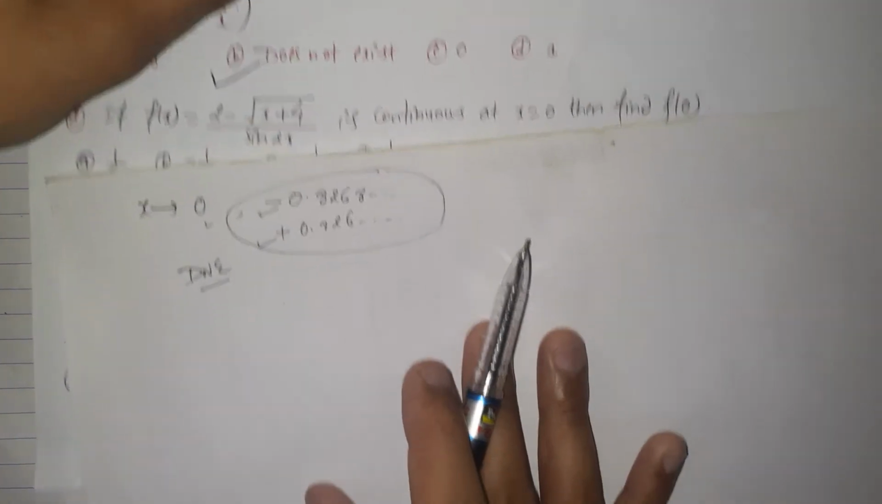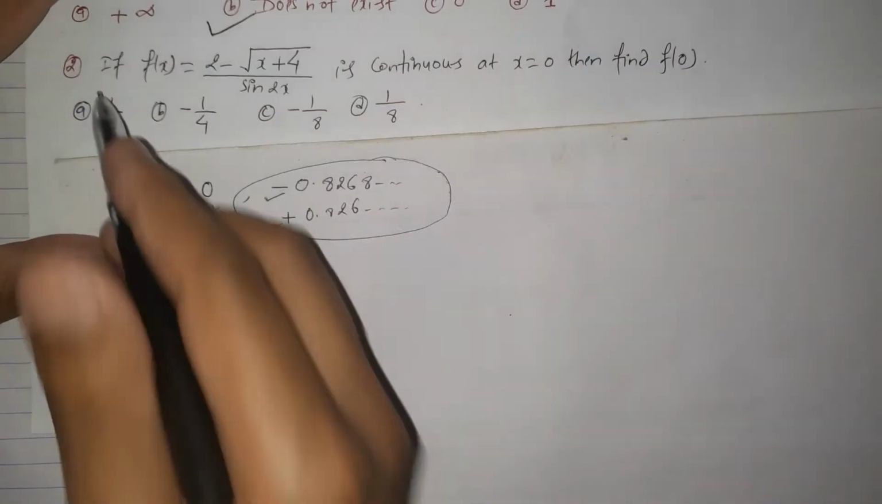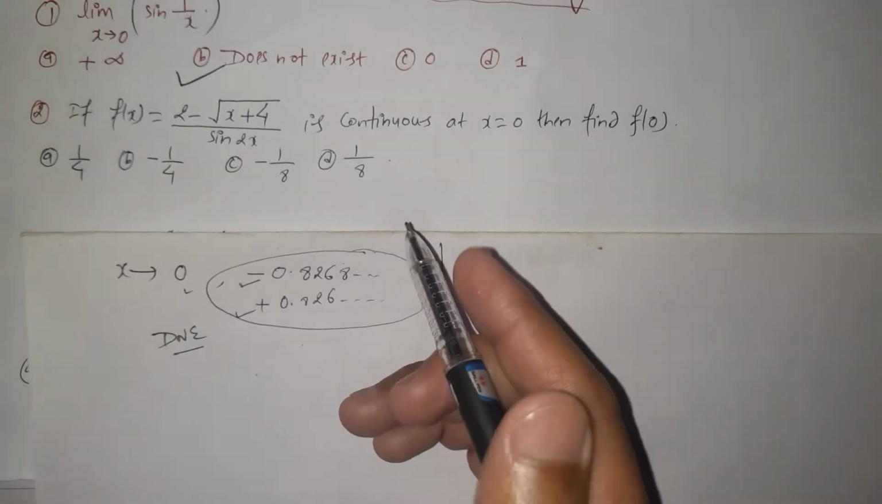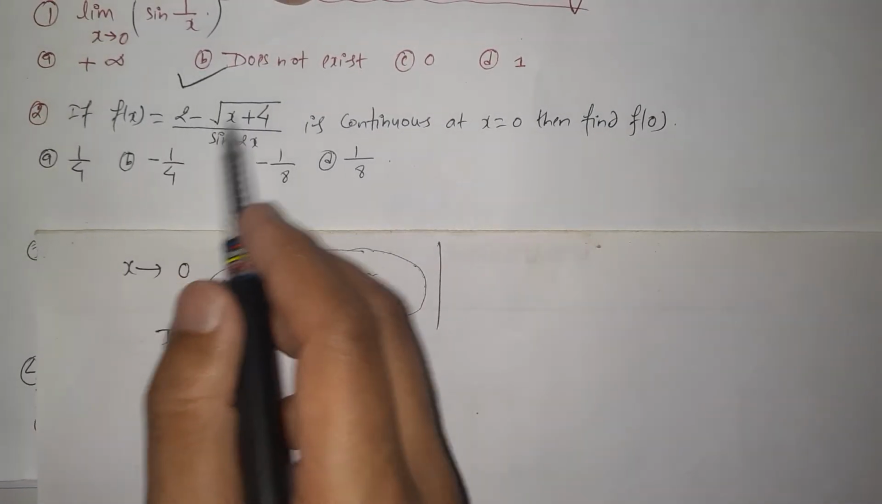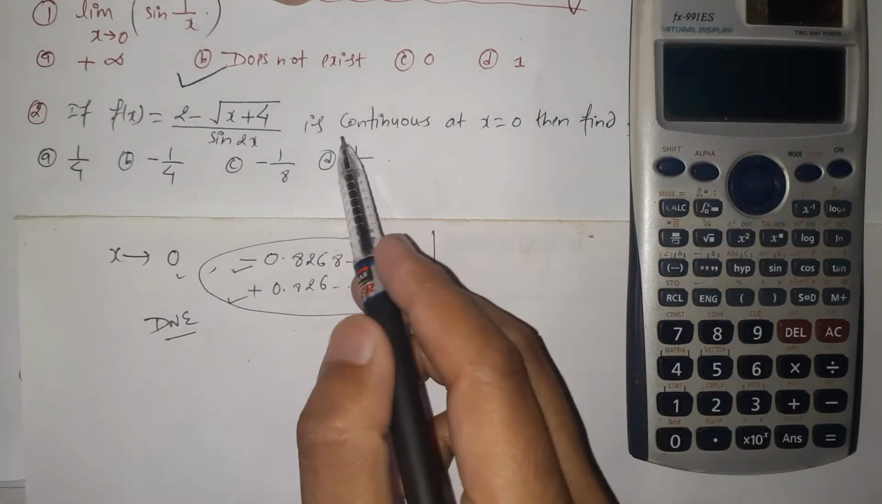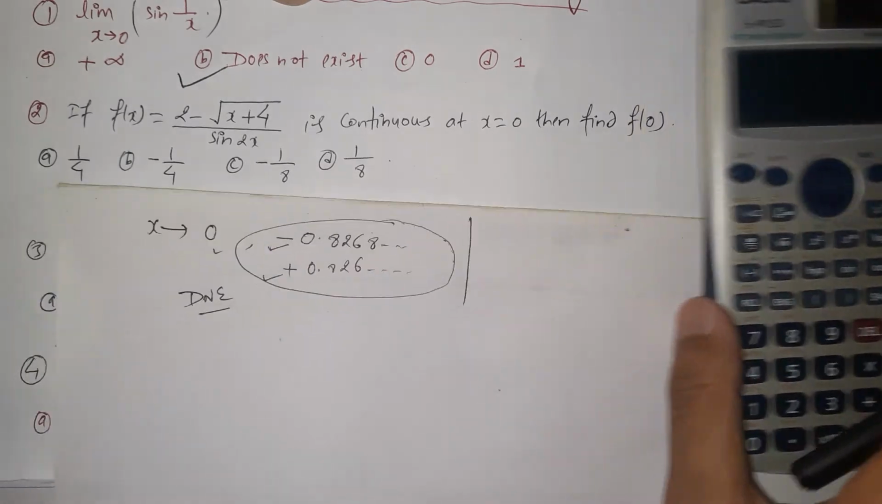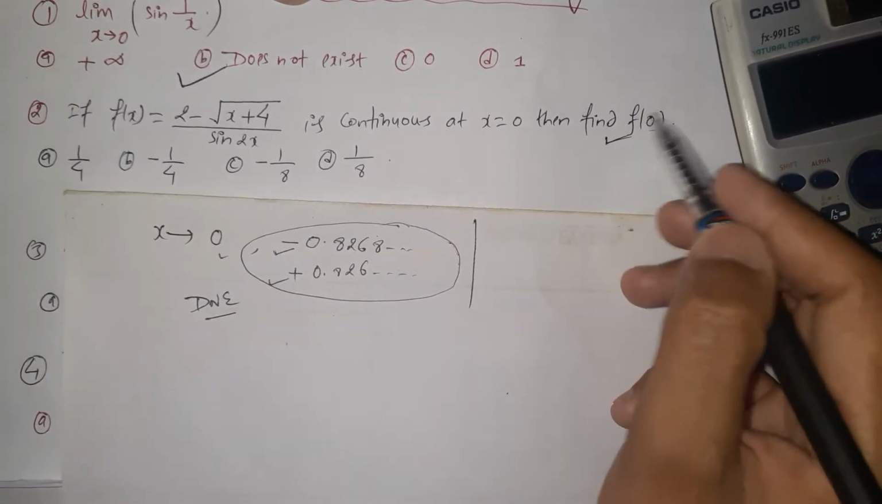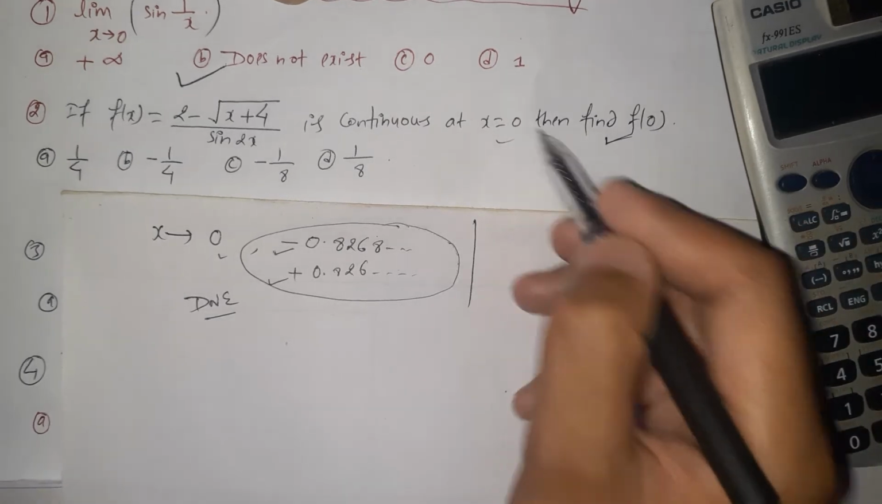Similarly, we can solve the next questions. Let's move to question number 2. Here, a function f of x is given. It is a trigonometric function and is continuous at x equals 0. Then we have to find the functional value at 0, that is, f of 0.